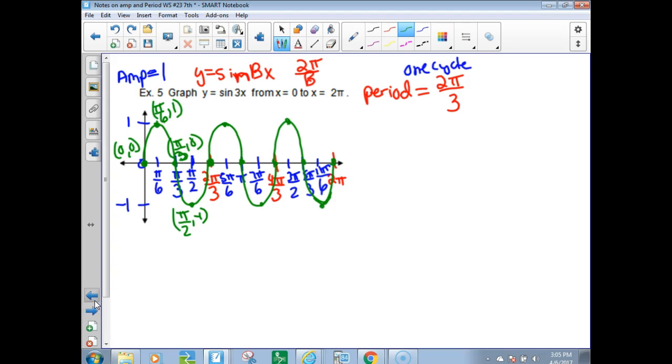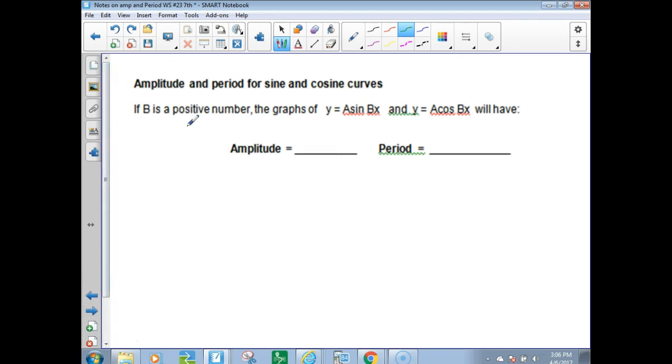Okay, so what's next here? I believe it says something at the bottom there and asks you, wait, let's get back to where your worksheet is. If b is a positive number, the graphs of y equals a sine bx and y equals a cosine bx will have an amplitude of the absolute value of a.